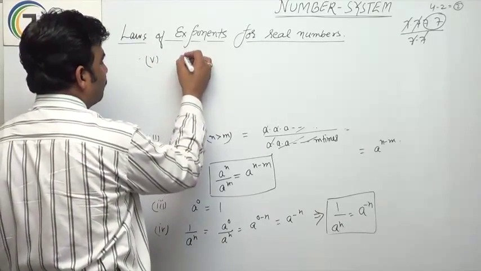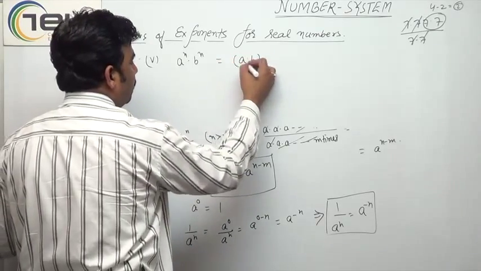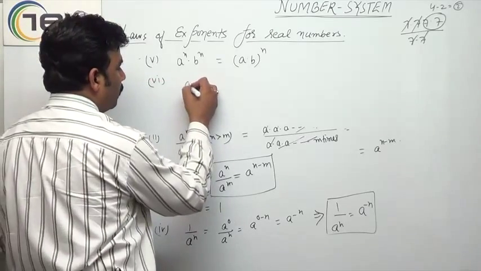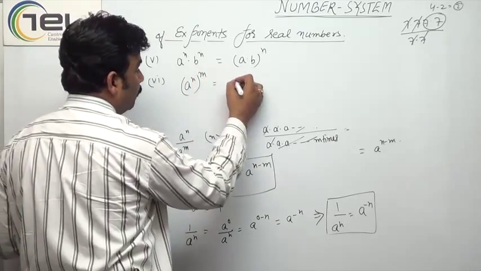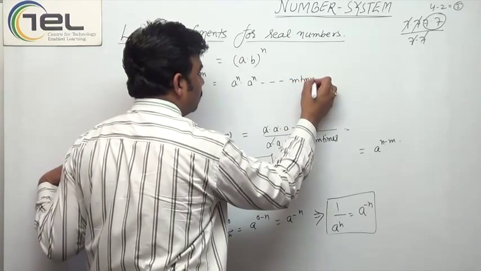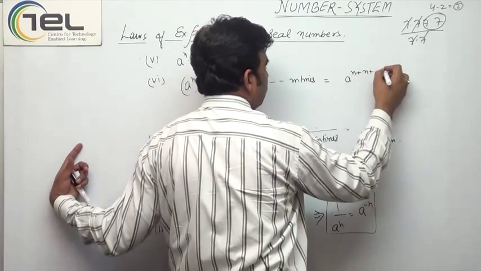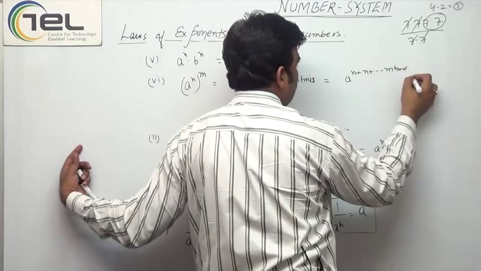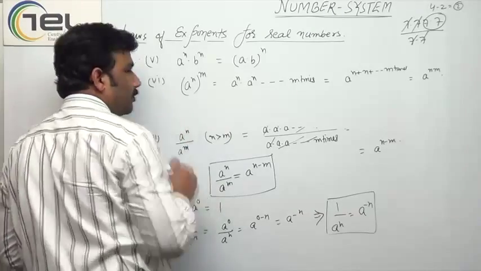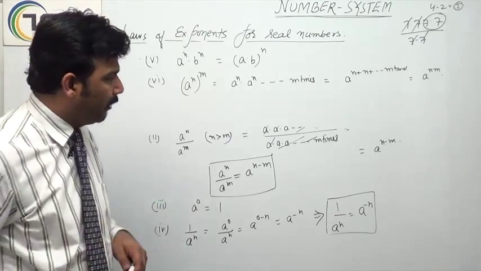These are the rules. Another rule we have is for same exponents. Fifth one: when the exponents are the same, it will be a times b raised to the power n. Sixth: a raised to the power n raised to the power m equals a raised to the power n into a raised to the power n, m times, which is a raised to the power n plus m times, which is a raised to the power nm. So this is another rule. These are a few types of rules we have.